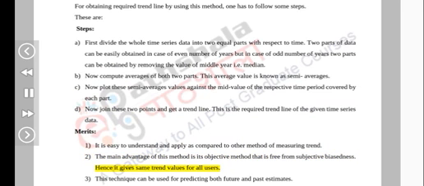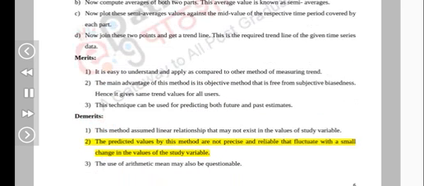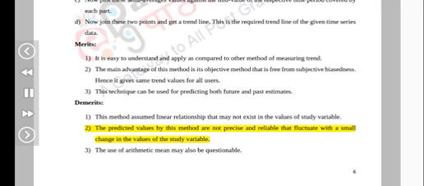Hence it gives the same trend values for all users. 3. This technique can be used for predicting both future and past estimates. Demerits. 1. This method assumes a linear relationship that may not exist in the values of the study variable. 2. The predicted values by this method are not precise and reliable; they fluctuate with a small change in the values of the study variable. 3. The use of arithmetic mean may also be questionable.